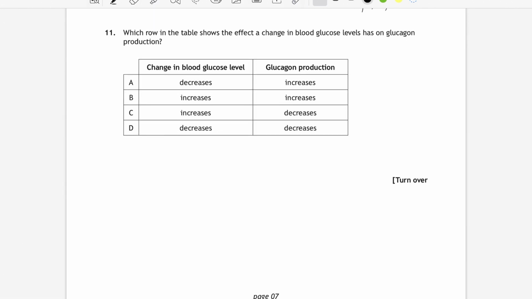Number 11. Okay, so number 11, which row in the table shows the effect a change in blood glucose levels has on glucagon production? Again, feel free to pause the video just here and see how you get on. Okay, so this question actually has 2 correct answers.